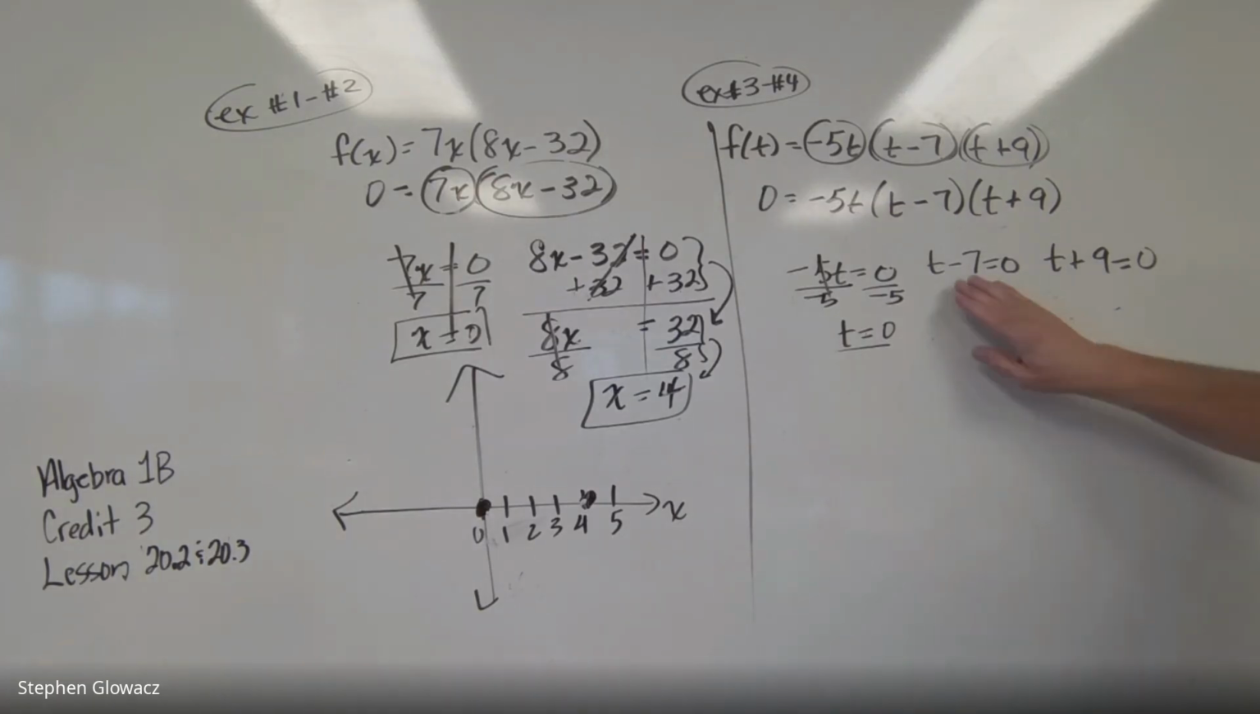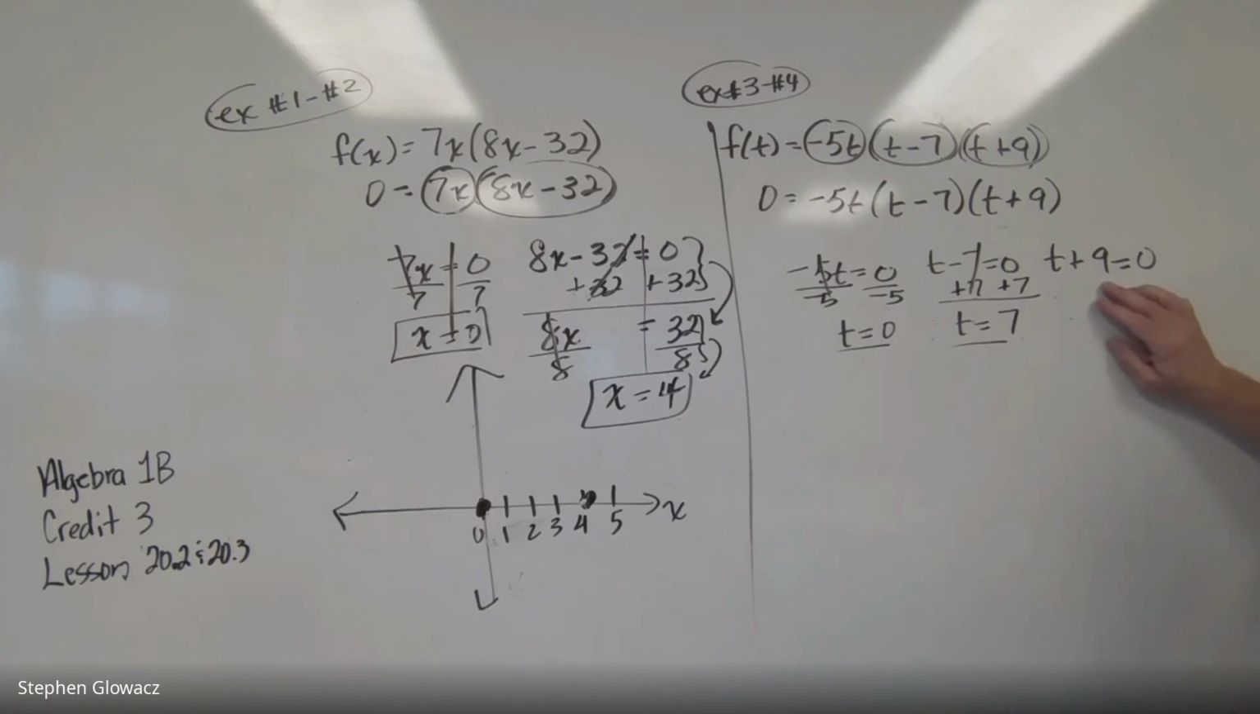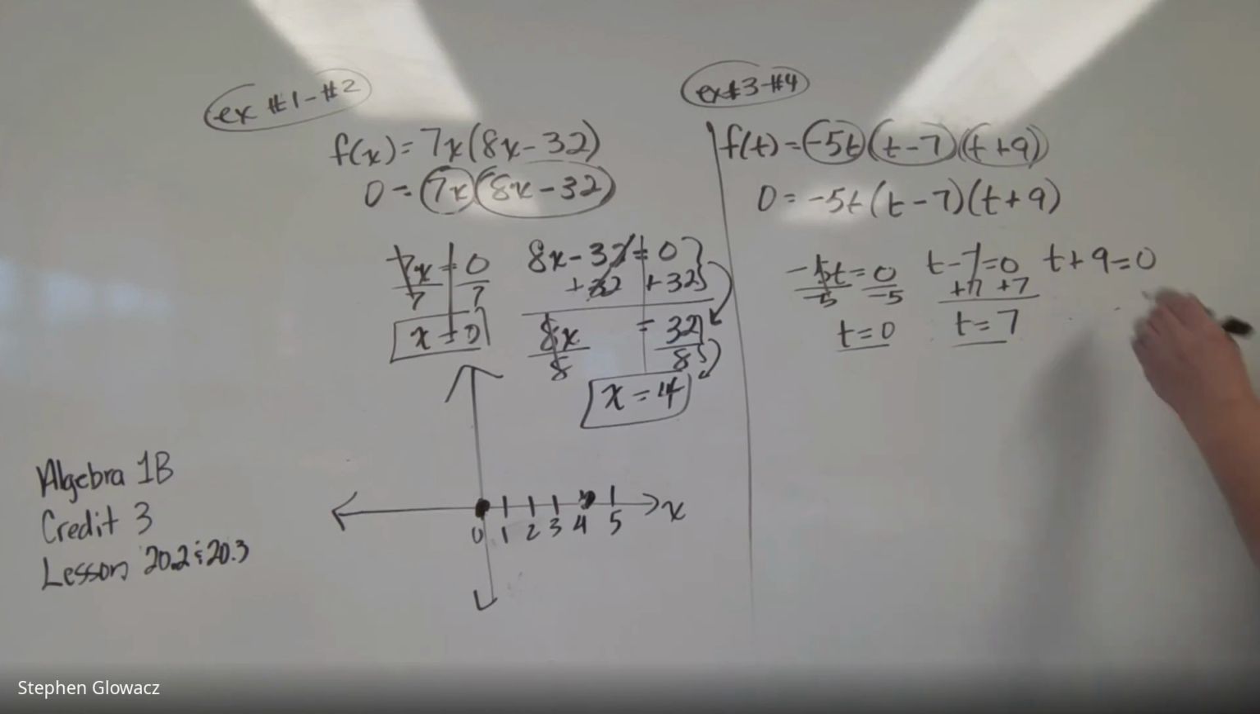Our second equation here, we have a minus 7, so we have to add 7 to both sides. The 7's cancel, and 0 plus 7 is 7. Finally, our last equation, we have a positive 9. The opposite of adding 9 is to subtract 9 to both sides. The 9's cancel, and then 0 minus 9 is negative 9.